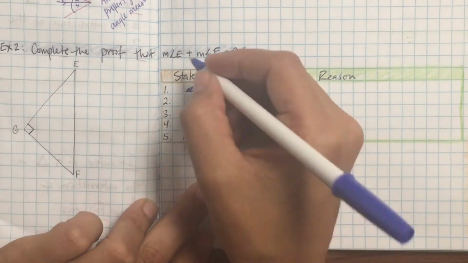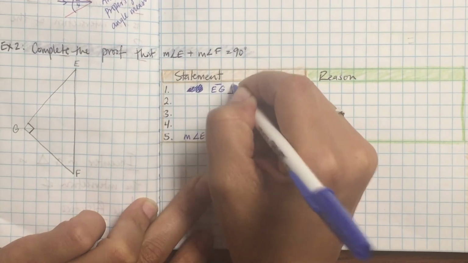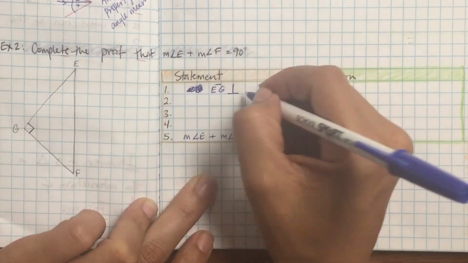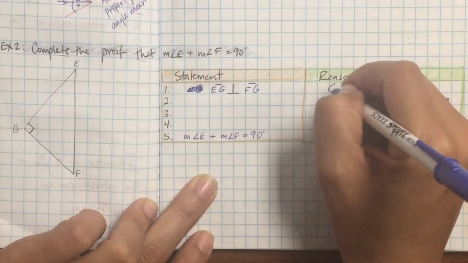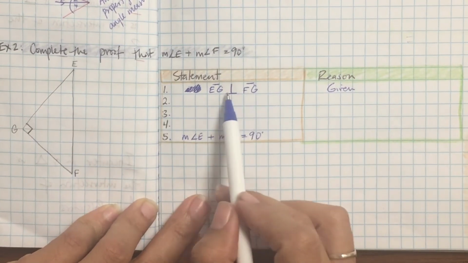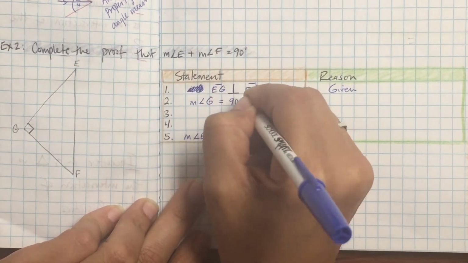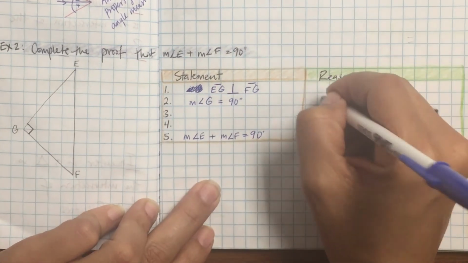What does that mean? It means EG is perpendicular to FG. Now remember what that word perpendicular means. It means that it makes a 90-degree angle. So that's given in the question because of the box. And then what does that mean? It means that the measurement of angle G is equal to 90 degrees. Why? Because that's the definition of what perpendicular means.